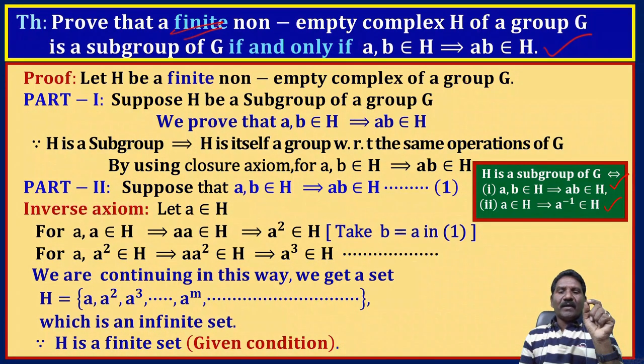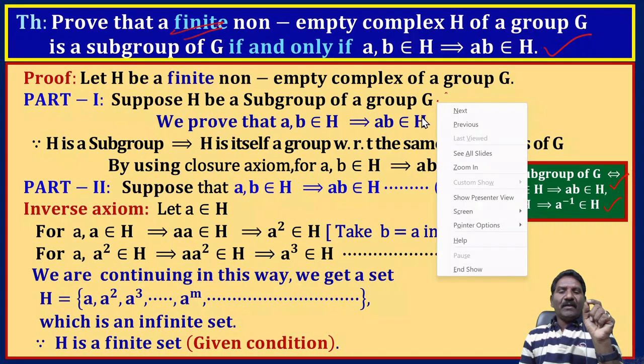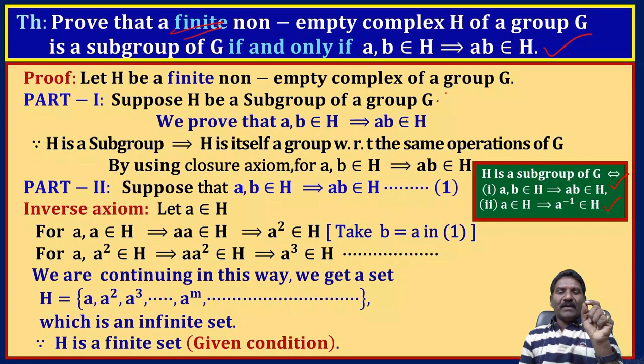Suppose H is a subgroup of G. We have to prove that a, b belongs to H gives ab belongs to H. Since H is a subgroup of G, by definition, H is itself a group with respect to the same operations of G. Since G is a group with respect to multiplication, H is also a group with respect to multiplication. Since H is a group, H satisfies four conditions: closure, associative, identity, and inverse. By closure axiom, a, b belongs to H gives ab belongs to H. So the necessary condition is verified.